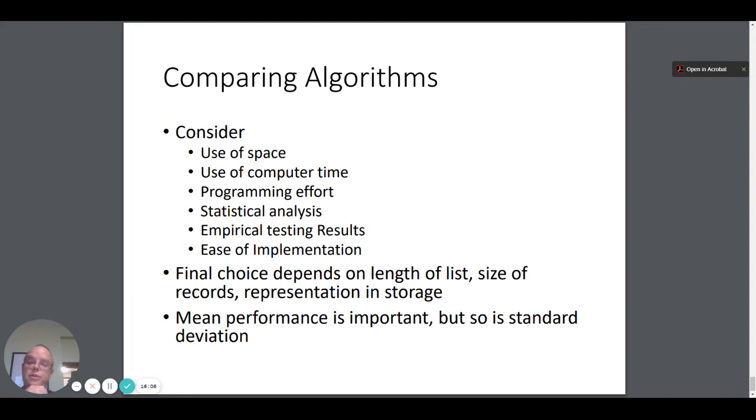Your final choice depends on the length of the list, size of the records, how you represent them in storage, and mean performance is important, but so is the standard deviation. You don't want it to vary too much in how well the algorithm performs.